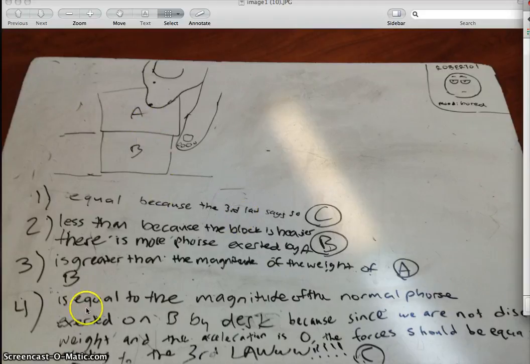And then 4, we said is equal to the magnitude of the normal force exerted on B by the desk, because since we are not discussing weight and the acceleration is 0, the forces should be equal to 0 due to Newton's first law, I'm sorry. Since this is moving at a constant velocity, the acceleration is 0, and that would mean that the forces, or the vectors, would have to equal 0, so the forces should be equal.